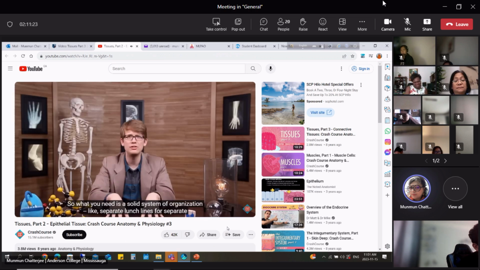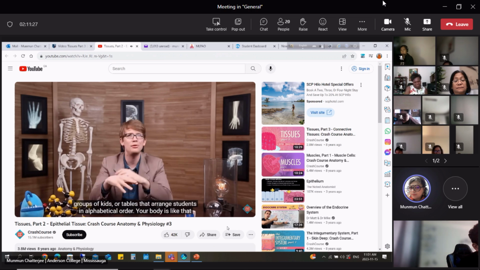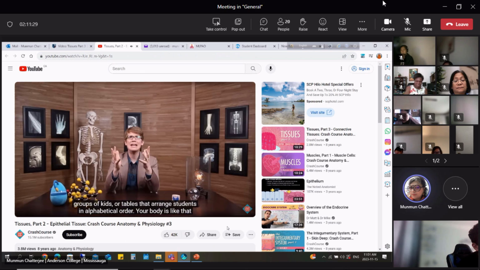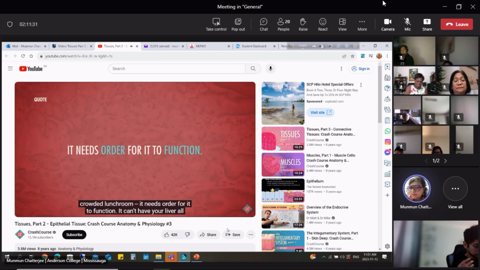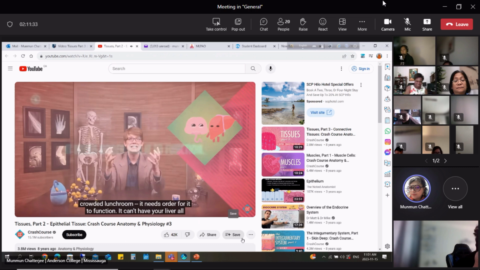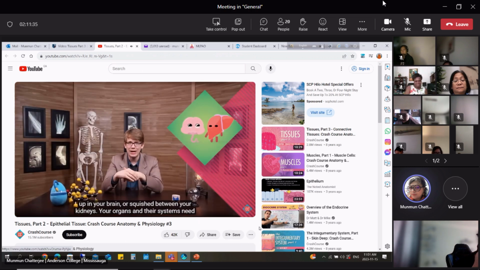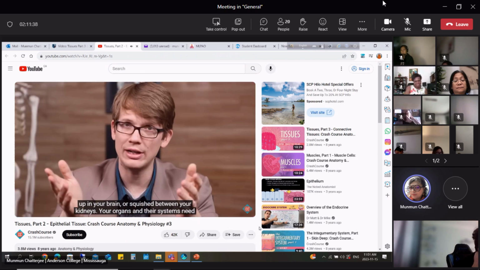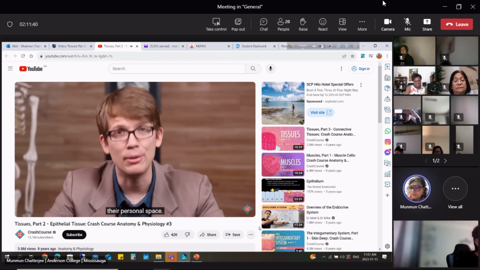So what you need is a solid system of organization, like separate lunch lines for separate groups of kids or tables that arrange students in alphabetical order. Your body is like that crowded lunchroom. It needs order for it to function. It can't have your liver all up in your brain or squished between your kidneys. Your organs and their systems need their personal space.